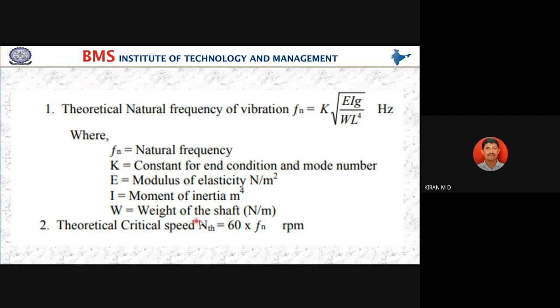We are going to consider this weight of the shaft per unit length as 0.15 Newton per meter. All the parameters we are going to get. Here we have the length of the shaft also, it is 980 mm, so you consider that as 0.98 meter. Calculate Fn, natural frequency of the vibration, then Fn into 60, you are going to get the theoretical critical speed of the shaft. Is it clear?